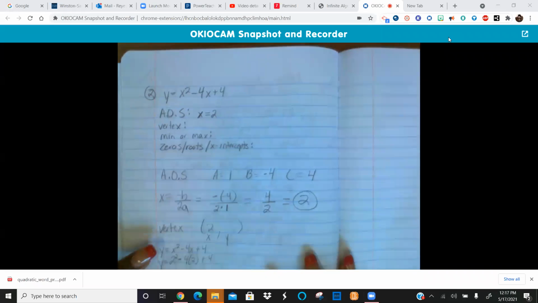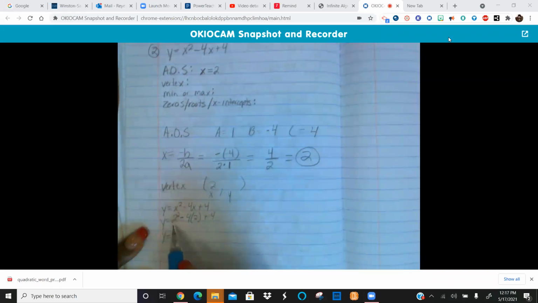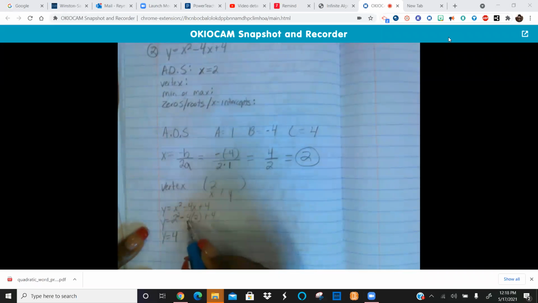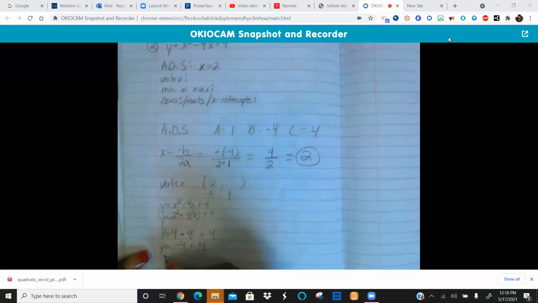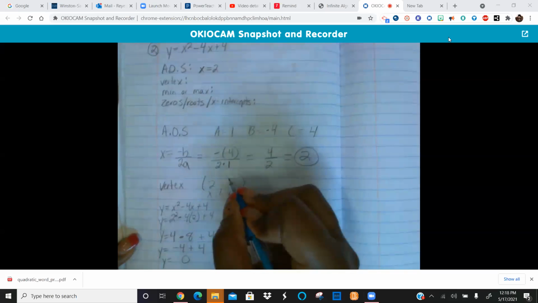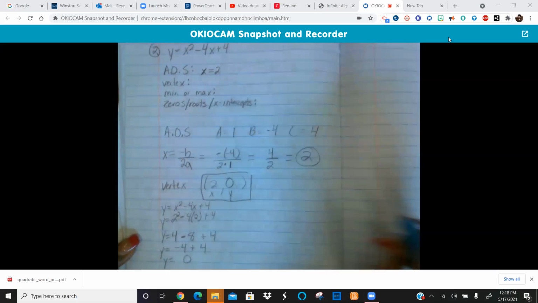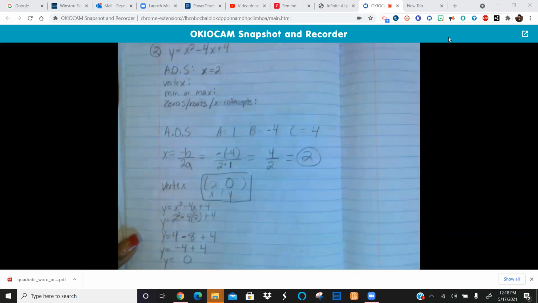Okay, so I simplify. 2 to the second power is 2 times 2, which is 4. Then we have negative 4 times 2, which is negative 8, and plus 4. I'm going to add and subtract from left to right. So y is equal to negative 4 plus 4, which gives us what? 0. So our vertex is 2, 0. Any questions about how we got that as our vertex?